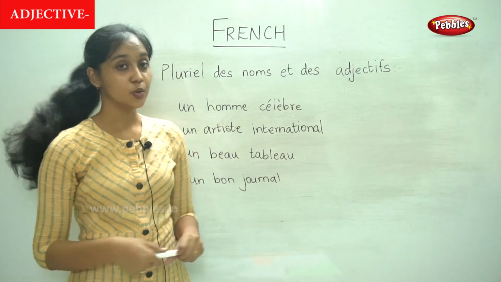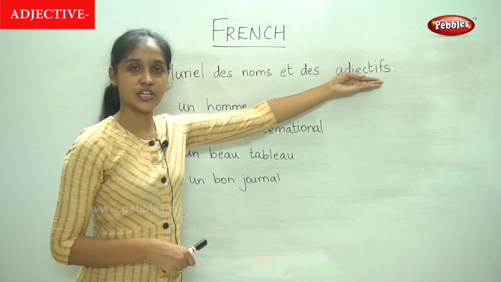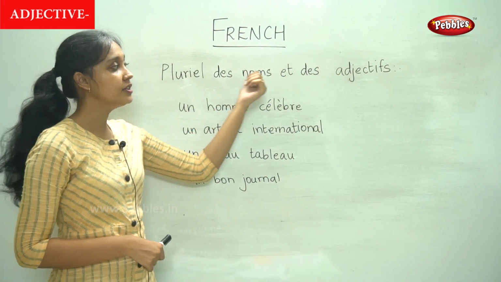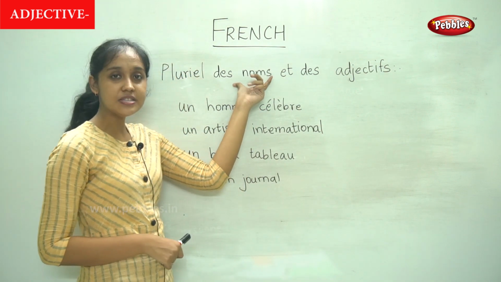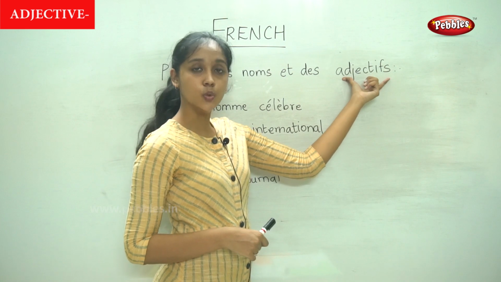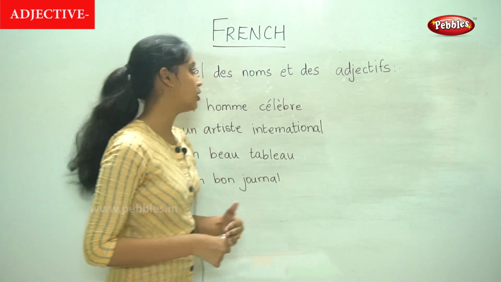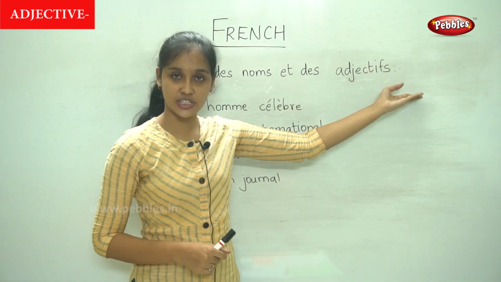The next topic we are going to learn is pluriel des noms et des adjectifs, the plural of the nouns and the adjectives. So the nouns are naming words and adjectives are words that describe the noun. So the plurals of nouns and of adjectives.